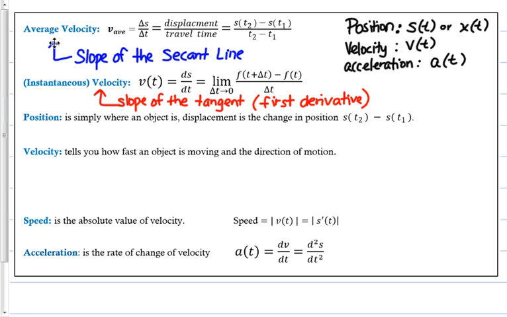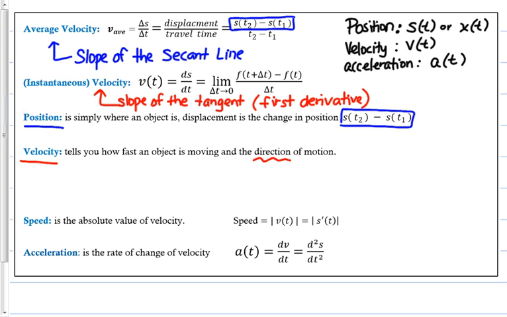Proceeding with the vocab. Position is simply where an object is. As part of position is displacement, and displacement is a change in position. This should look familiar. S of t2 minus s of t1, because it's the top part of the slope of the secant line. Velocity tells you how fast an object is moving. Not only does it tell you how fast, but it also tells you the direction.